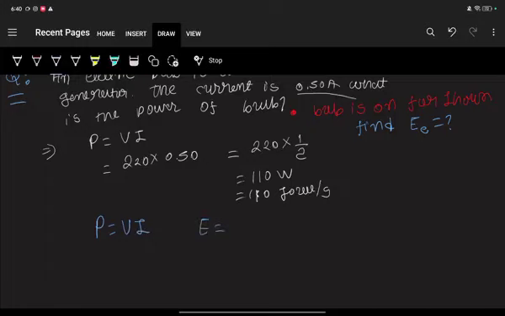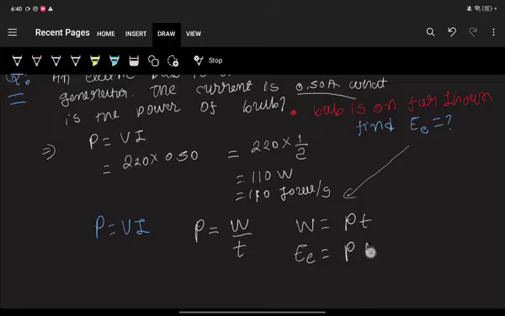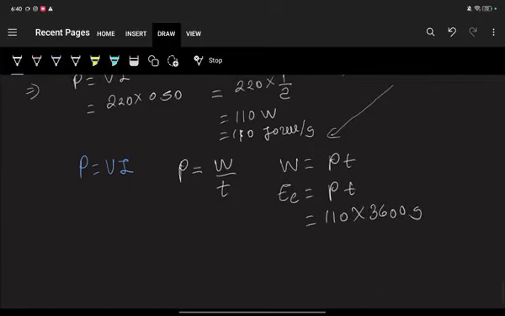Okay. What is power? Power is VI, volt into current. Power is also energy per unit time, right? So energy we can write as P into T. So here it is electrical energy, which will be P into T. Power is 110 watt into time is 3600 second, right? So by calculating you will get your answer. I told you please remember all these formulas.